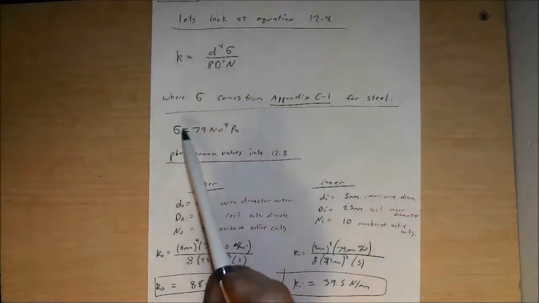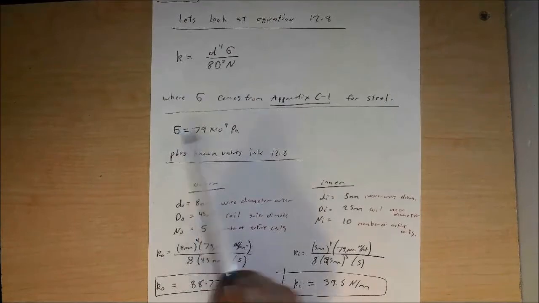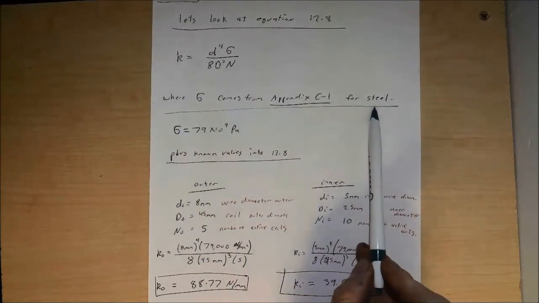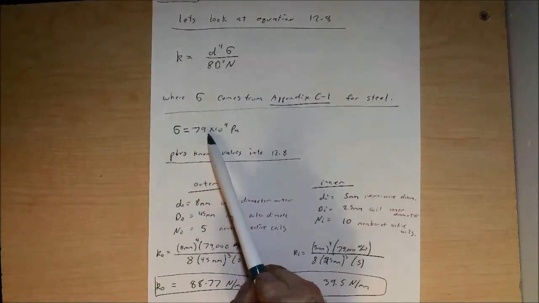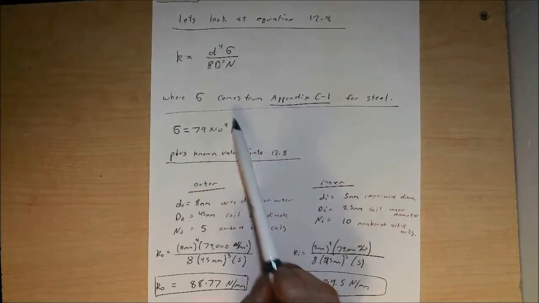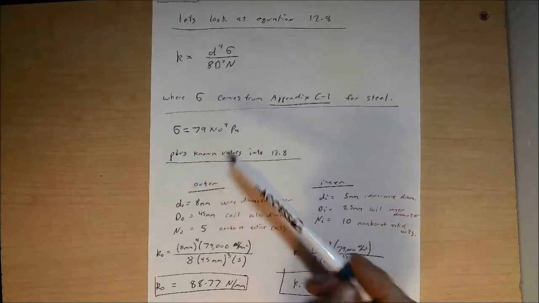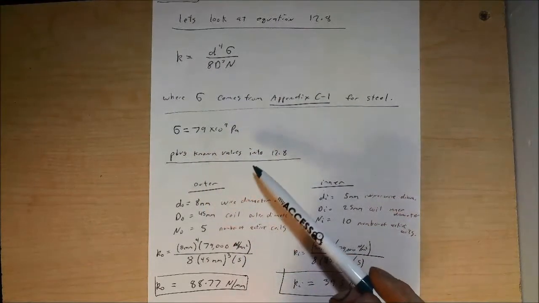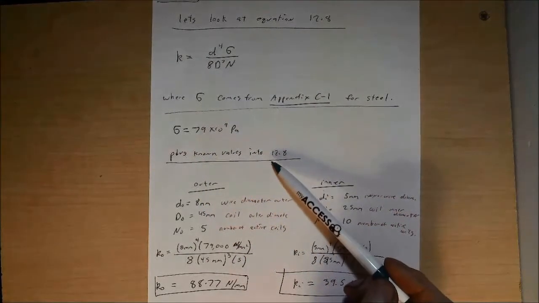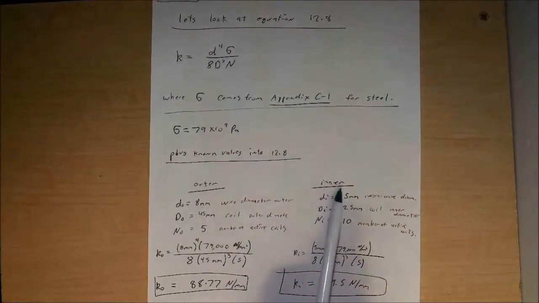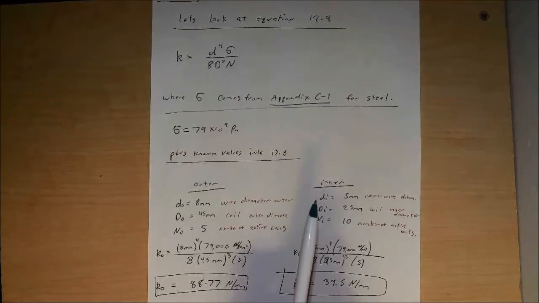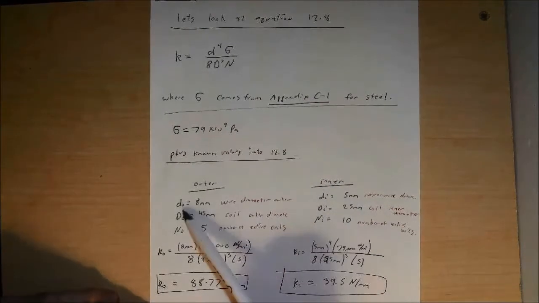So now that we've got our value for G, or modulus of rigidity, from appendix C1 for steel in the back of our textbook, we have this as G is equal to 79 times 10 to the 9th pascals as we go from gigapascals to pascals. We can take this along with our other known values and go back to equation 12.8 and start plugging in. We want to make sure that we do this for both the outer and for the inner separately and come up with a separate K value for each of those. So we do this for the outer first.